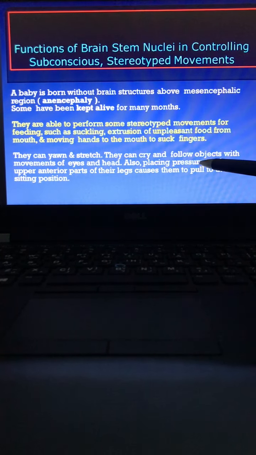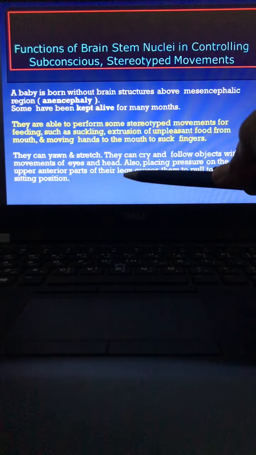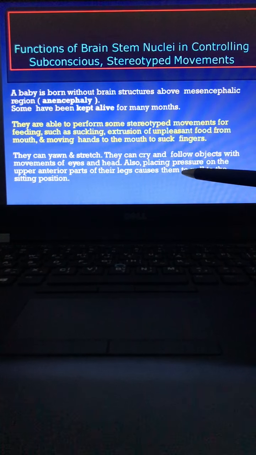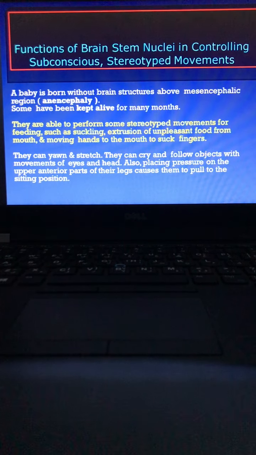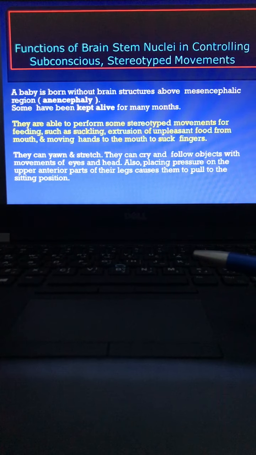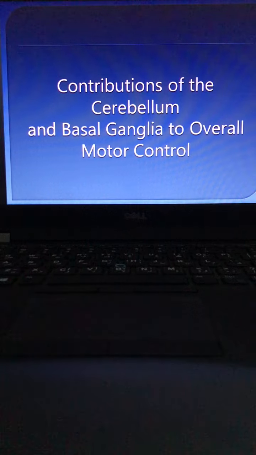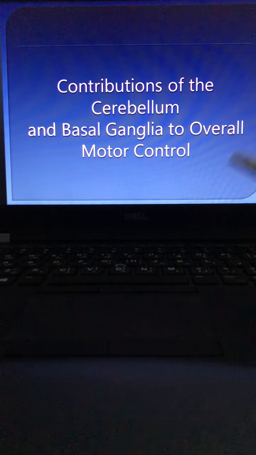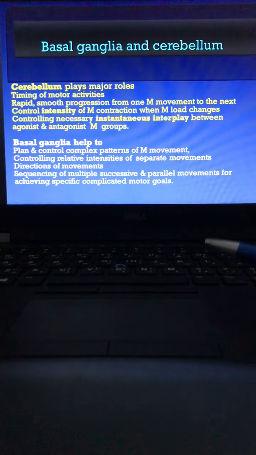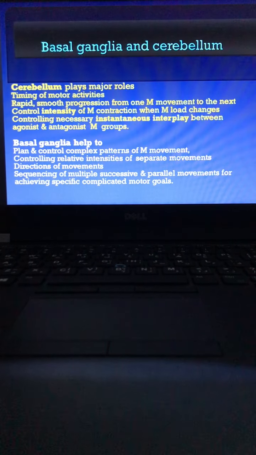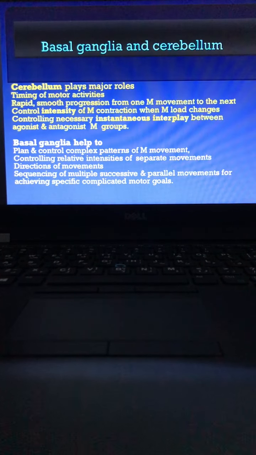Also placing pressure on the upper anterior part of the leg causes them to pull to the sitting position, meaning a reaction occurs in the lower limbs toward the abdomen, we call it flexion. Now the contributions of the cerebellum and basal ganglia to overall motor control. This is a general description of the function of the basal ganglia and cerebellum.